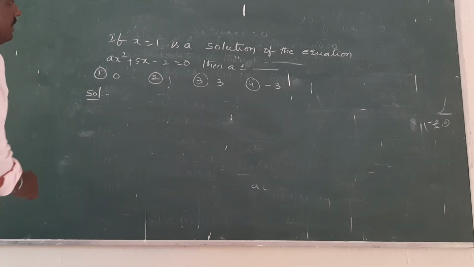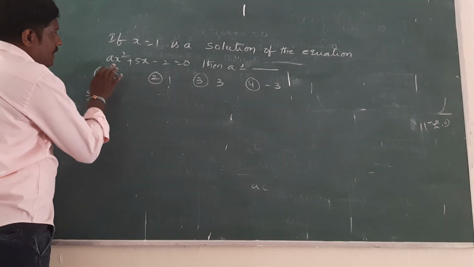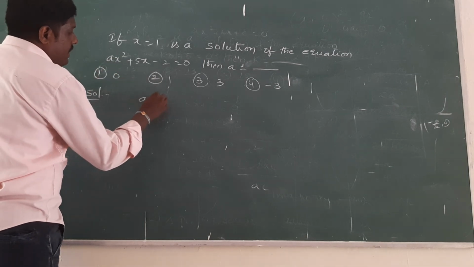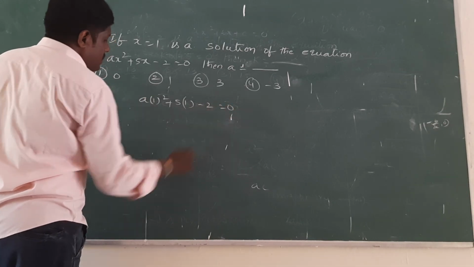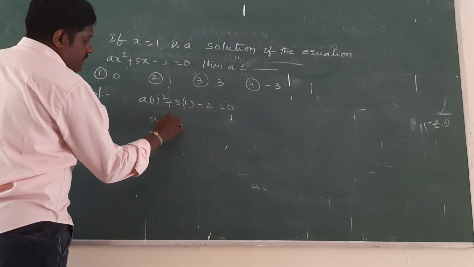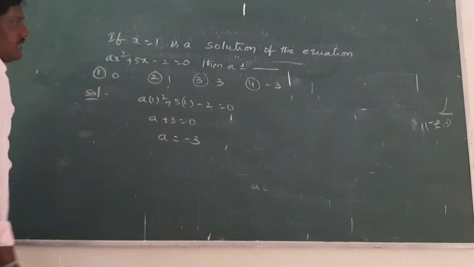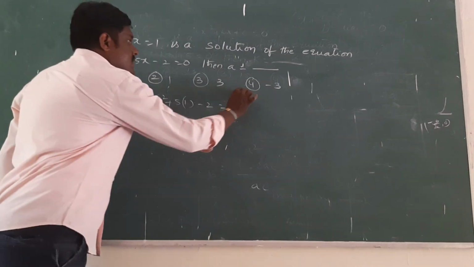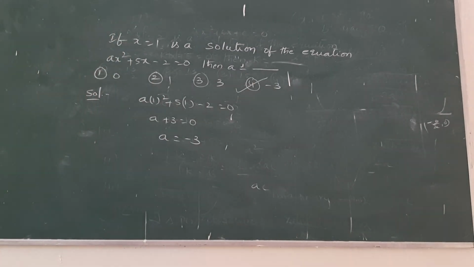See the solution. Here 1 is the solution of the given equation. Now substitute 1 in place of x: a into 1 square plus 5 into 1 minus 2 equal to 0. 1 square is 1, a into 1 is a, 5 minus 2 is 3. So a plus 3 equal to 0, a is equal to minus 3. So the fourth option is the correct option.